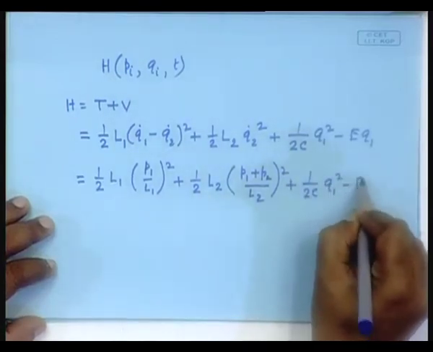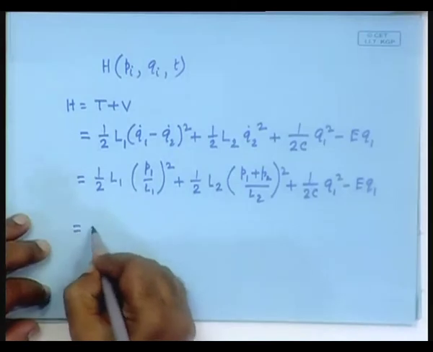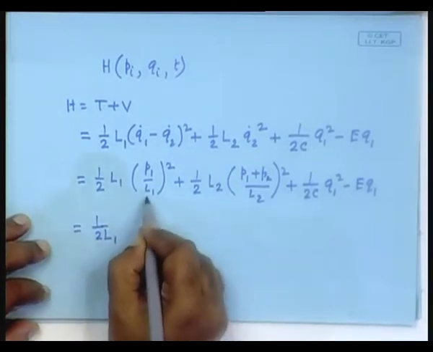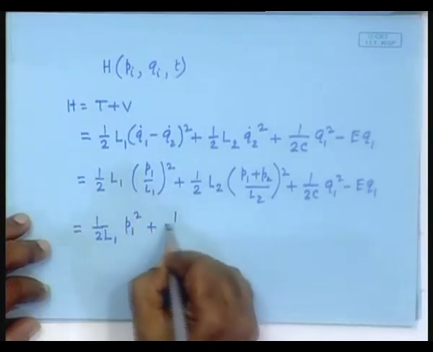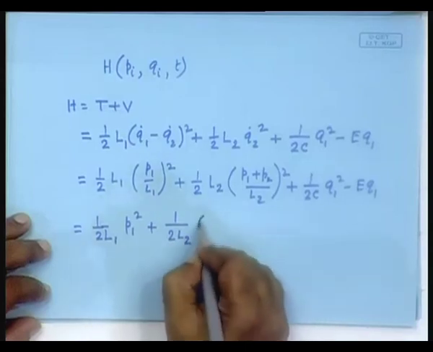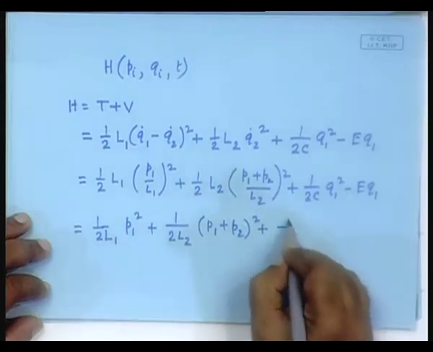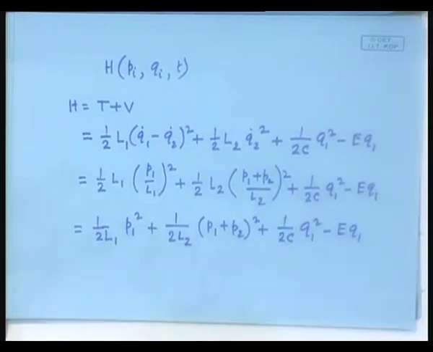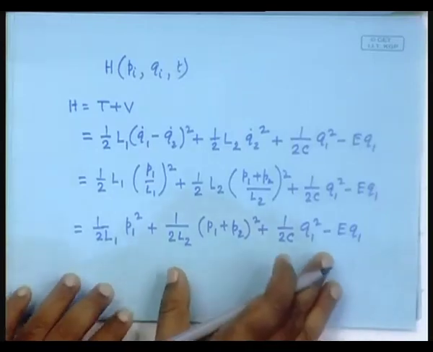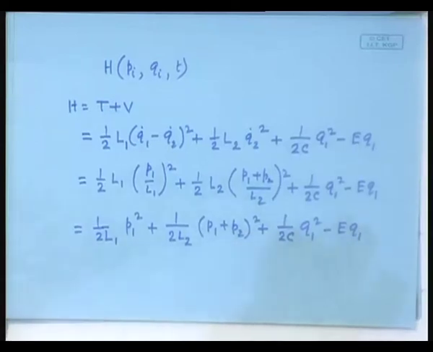We will just simplify it to 1 by twice L1 P1 square plus 1 by twice L2 (P1 plus P2) square plus 1 by twice C Q1 square minus E Q1. So, that is how we have derived H in terms of the P's and Q's. Happy? The rest is algorithmic.